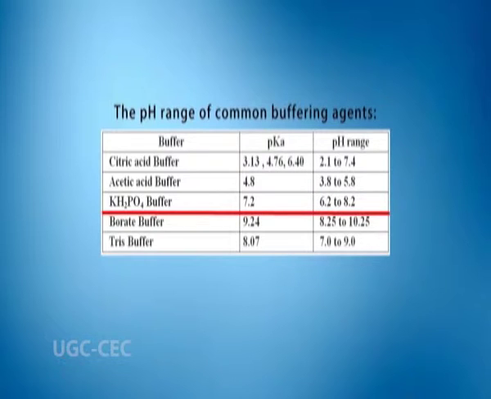Potassium hydrogen phosphate buffer: pKa 7.2, pH range 6.2 to 8.2. Borate buffer: pKa 9.24, pH range 8.25 to 10.25. Tris buffer: pKa 8.07, pH range 7.0 to 9.0.